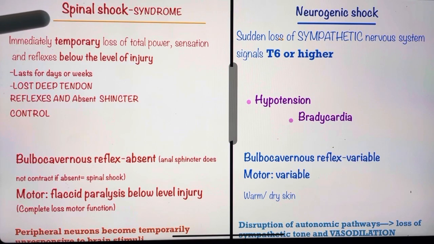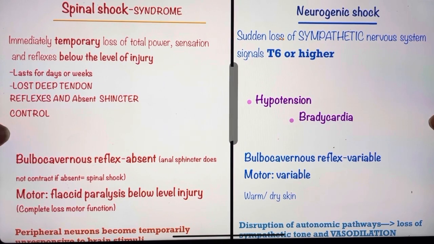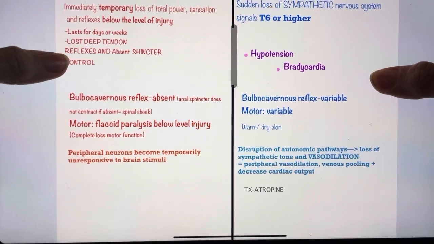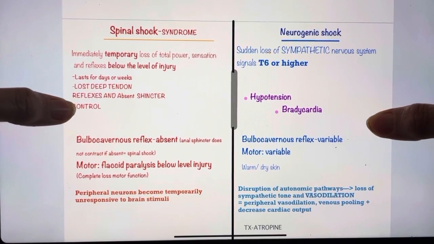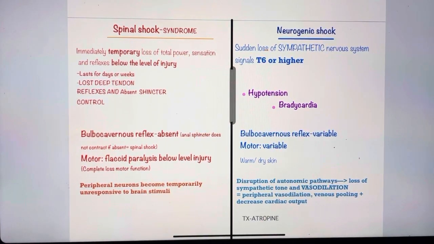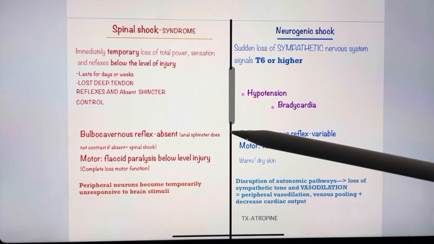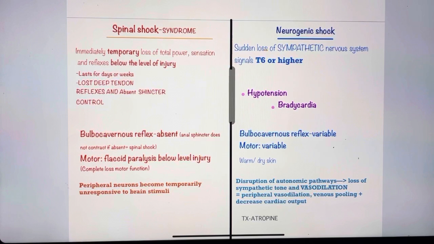Spinal shock is a syndrome that is an immediate, temporary, so it's important to understand it's a temporary loss of total power and sensation and reflexes below the level of injury. It can last for days or weeks. They will have lost deep tendon reflexes and an absent sphincter control, which is also called the bulbocavernosus reflex, and it's absent. The anal sphincter does not contract if it is spinal shock. With neurogenic shock, it's variable, but it could be there. So that's one difference.